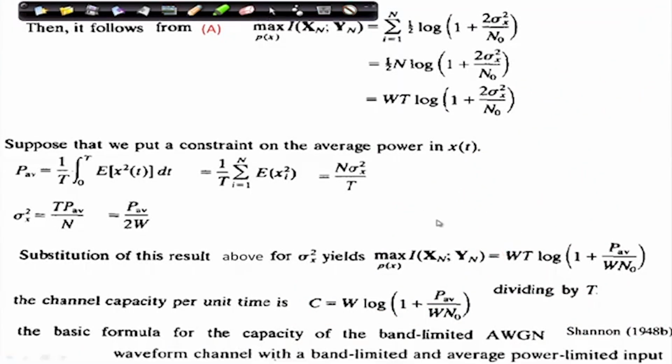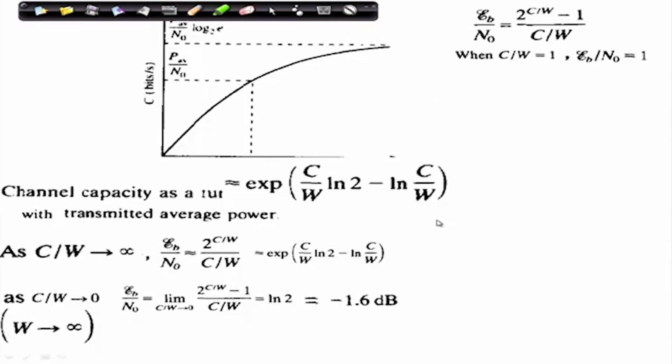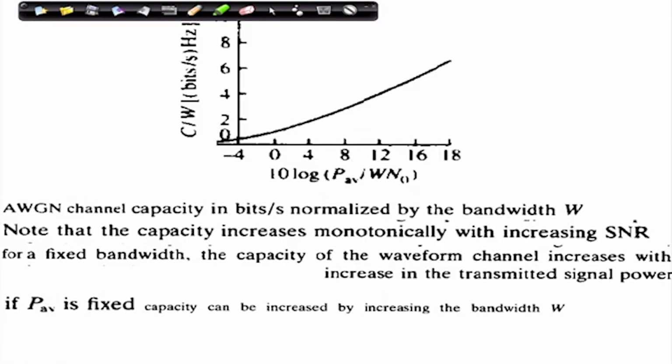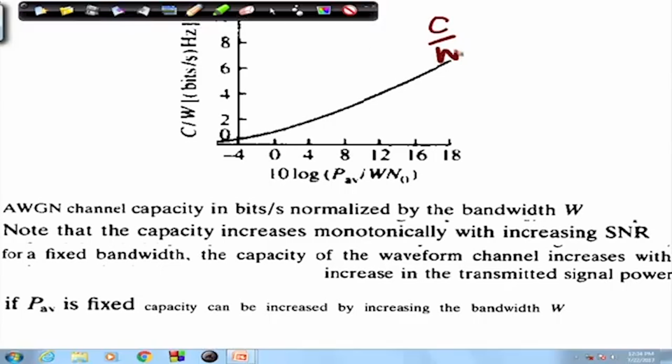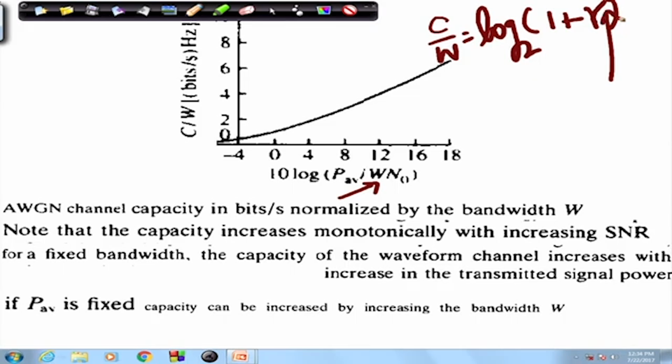So, with this one equipped, now using this expression we could study the impact on channel capacity given a particular bandwidth W. Suppose you look at the expression C upon W is equal to log base 2 of 1 plus gamma. Gamma is the x axis, given in dB. It tells you that as you keep on increasing the signal to noise ratio, your capacity or spectral efficiency increases.